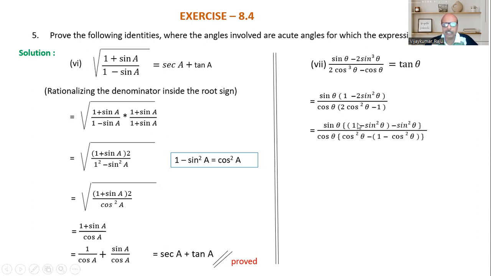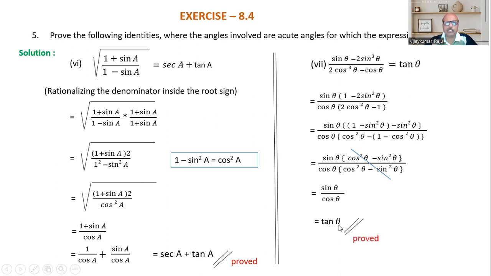So you can write this as 1 minus sine square theta minus sine square theta, 2 times. Here cos square minus sine square, so I take a bracket outside, 1 minus, therefore it will be 1 minus sine square is cos square minus sine square. Here also cos square minus sine square. 1 minus cos square is sine square. This full bracket cancels. It is sine upon cos, which is nothing but tan. This is it for this one.